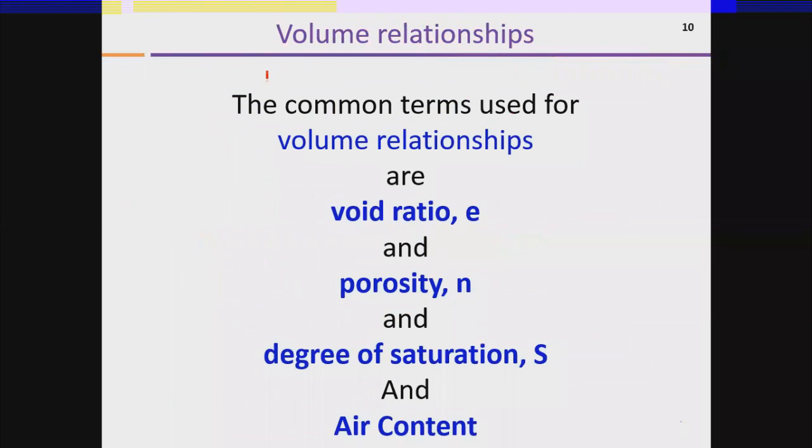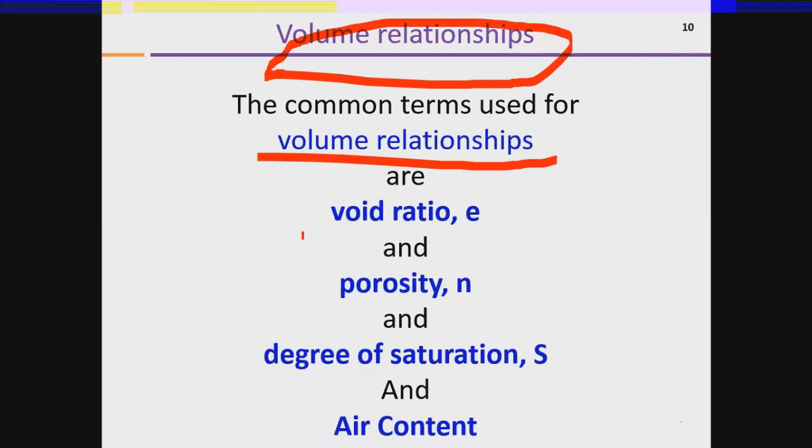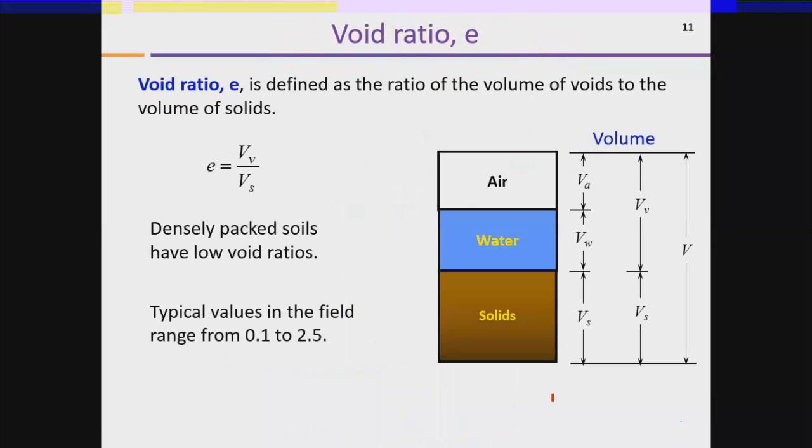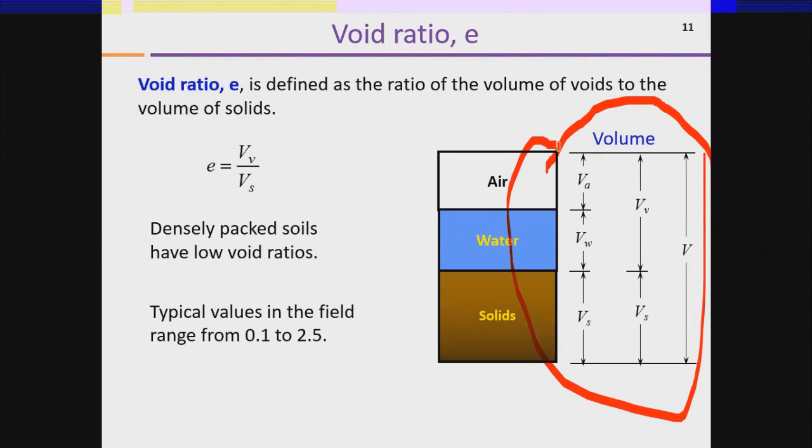Now let me discuss some volume relationships with you. The common volume relationships are void ratio, porosity, degree of saturation, and air content, in which we only use the volume part of the three-phase soil system, not the weight part of the three-phase soil system. So let me discuss the first parameter, which is known as the void ratio.